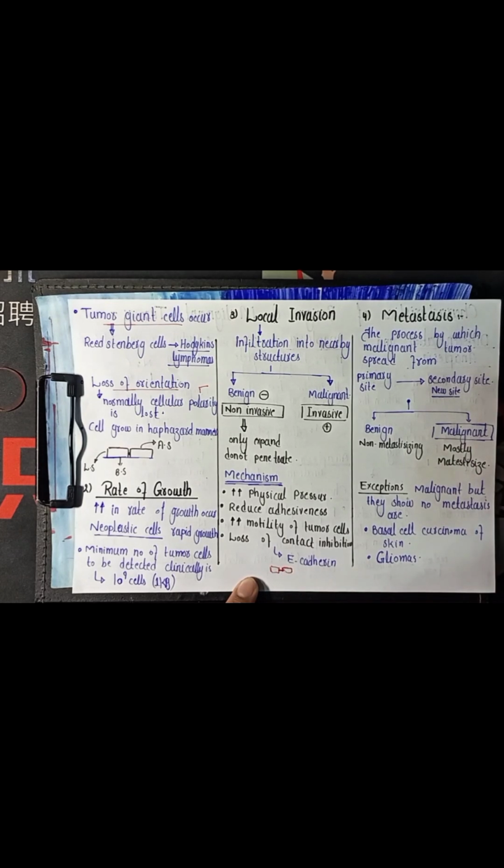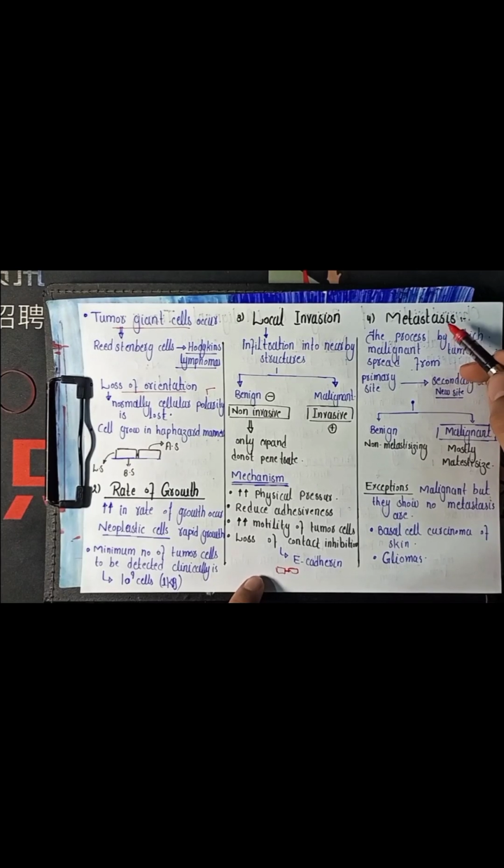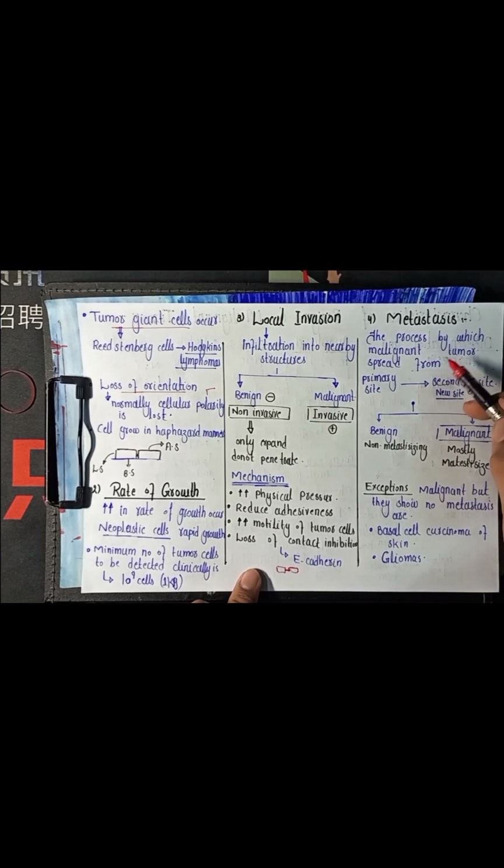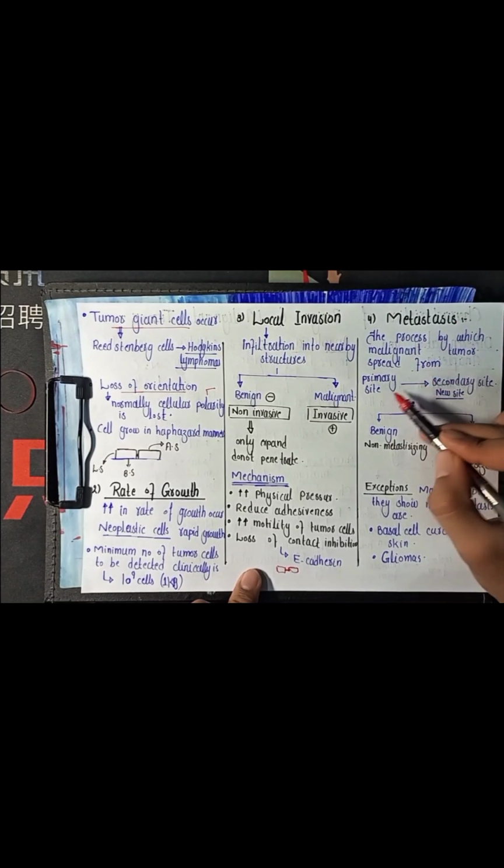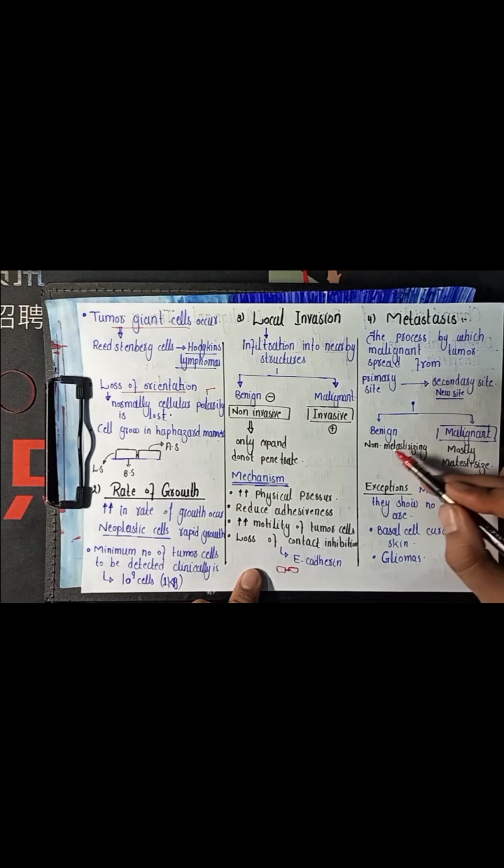The fourth one is metastasis. Metastasis is the process by which malignant tumors spread from a primary site to a new site, which is the secondary site, and the tumor starts growing there. And benign tumors show no metastasis, meaning they are non-metastasizing, whereas malignant tumors show metastasis.